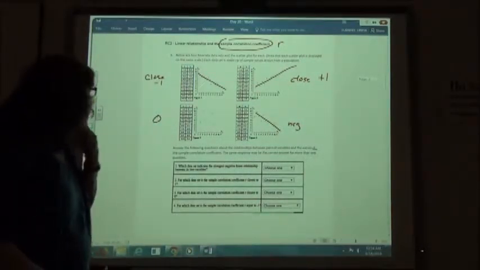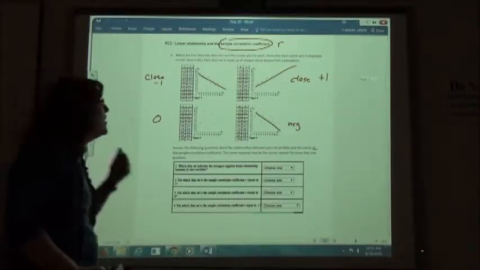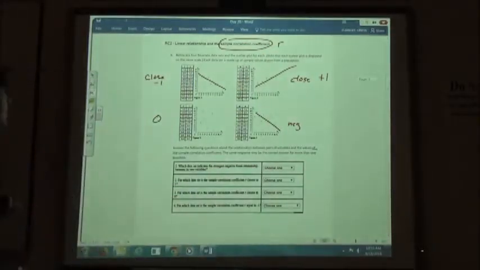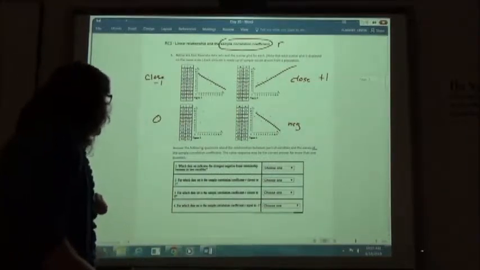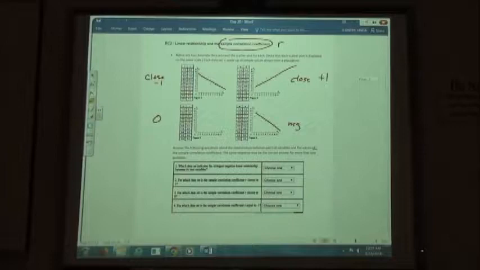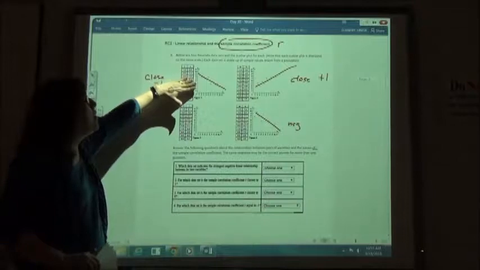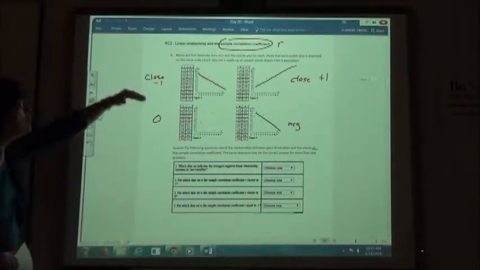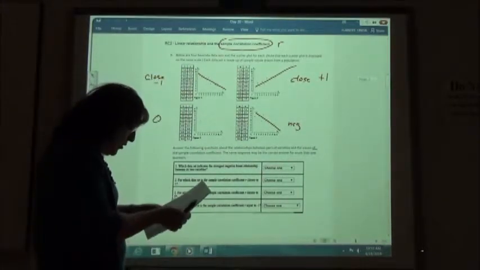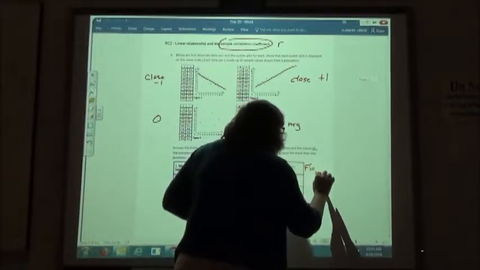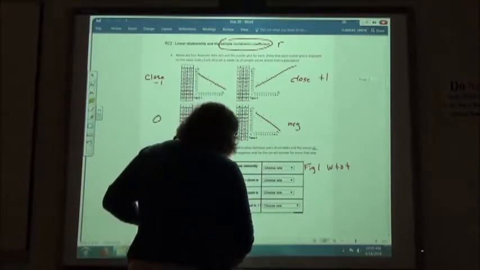Answer the following question about the relationship between the pairs of variables and the values of the sample correlation coefficient, otherwise known as the R value. The same response may be correct for more than one question. Which data set indicates the strongest negative linear relationship between the 2 variables? Well, we had 2 negative relationships. This one up here is the stronger relationship because it's closer to the line. So they're going to use the variables that are given in the table. They're going to say figure 1, where I do W to T, W2T, or W, no, that's not W to T.